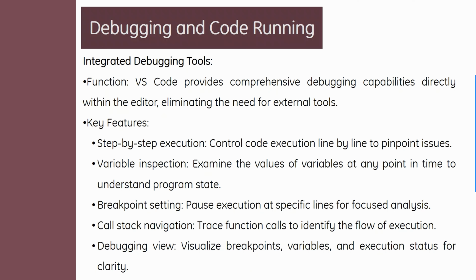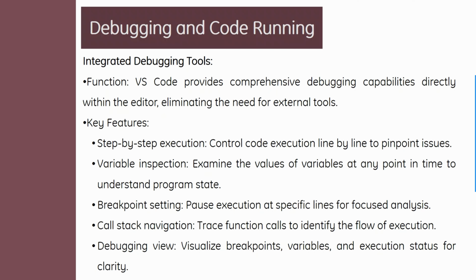VS Code provides comprehensive debugging capabilities directly within the editor, eliminating the need for external tools. The key features being step-by-step execution, control the code execution line by line to pinpoint issues. Secondly, variable inspection, examine the values of variables at any point in time to understand program state. Then we have breakpoint settings. This is pause execution at specific lines for focused analysis.